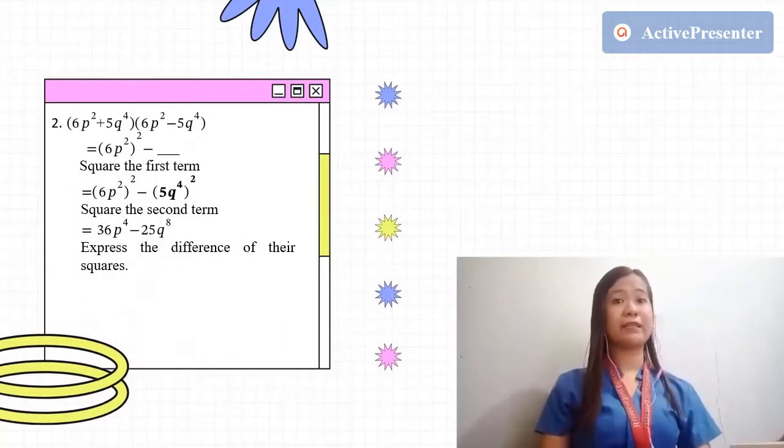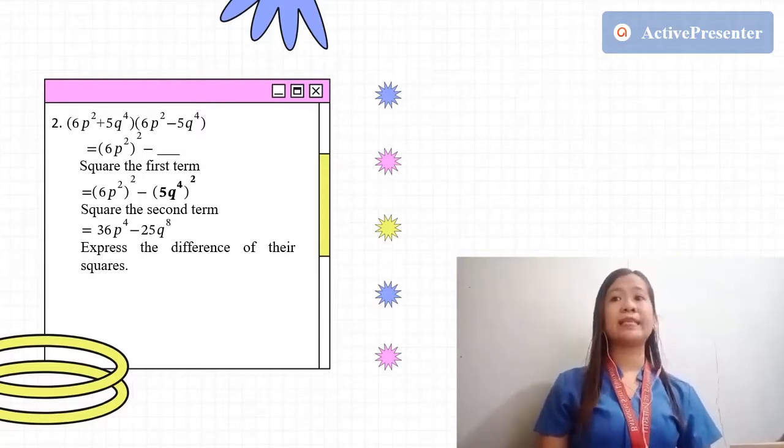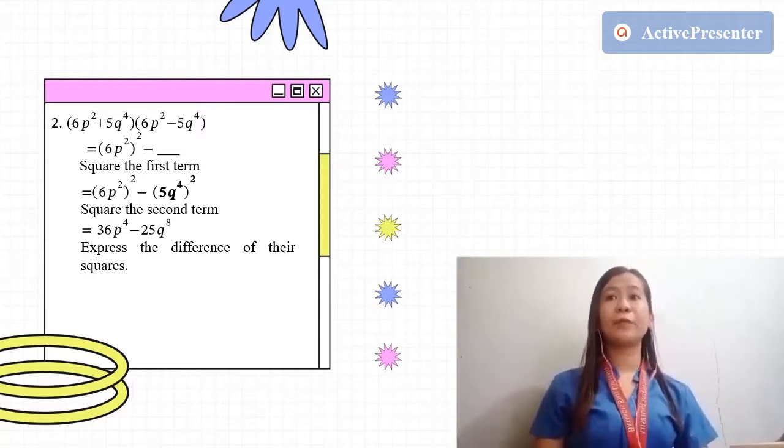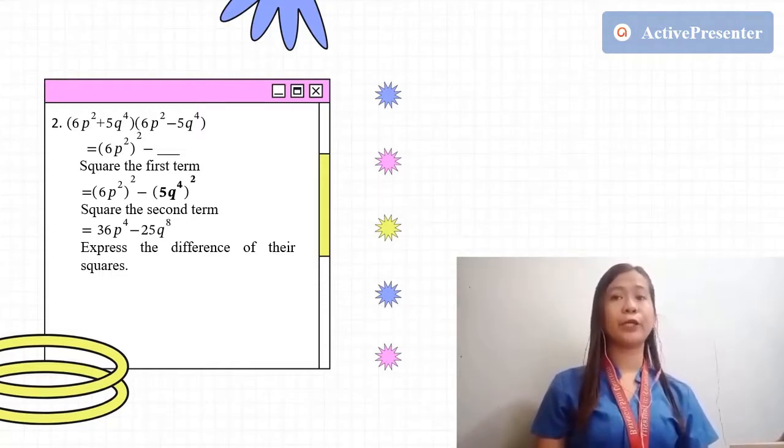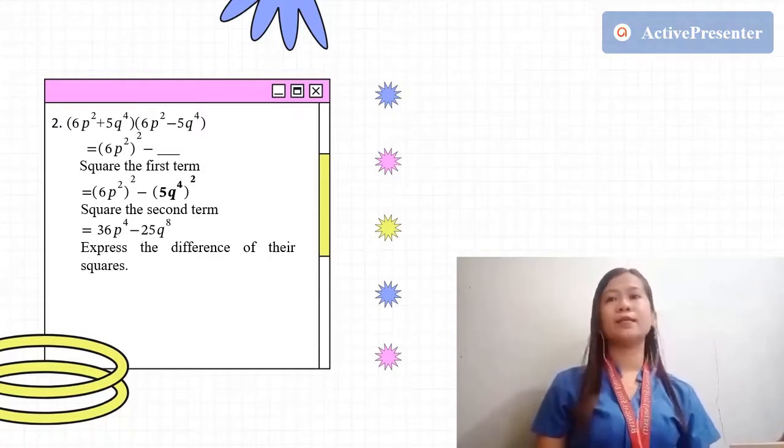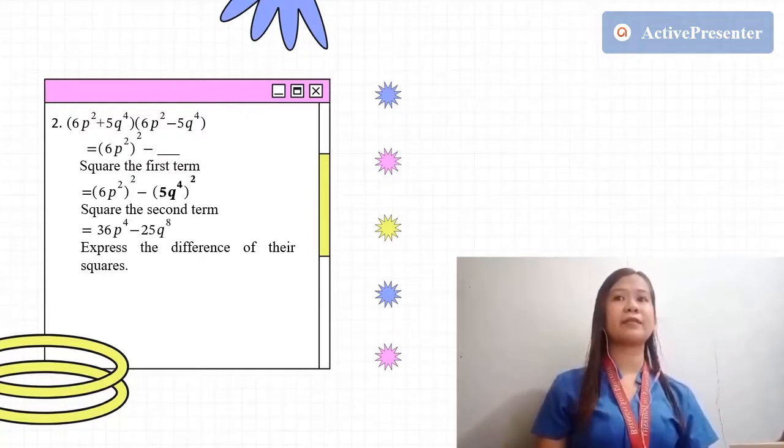So let us have the second example. Our second example is the quantity of 6p squared plus 5q raised to the 4th power times the quantity of 6p squared minus 5q raised to the 4th power. So our first term is 6p squared and the second term is 5q raised to the 4th power. So let us find the square of the first term and the square of the second term.